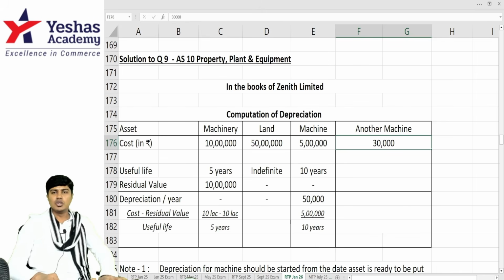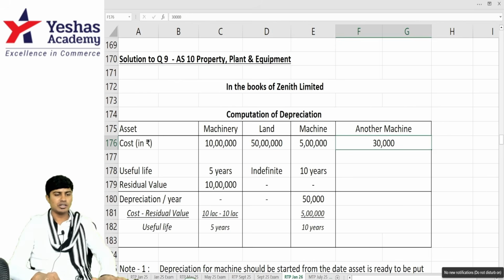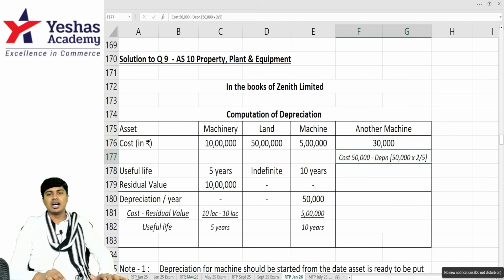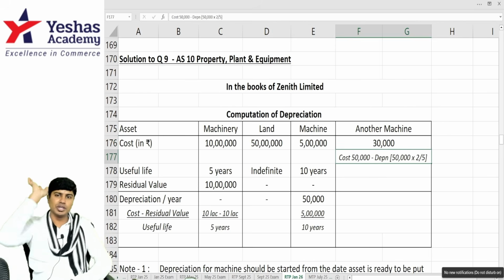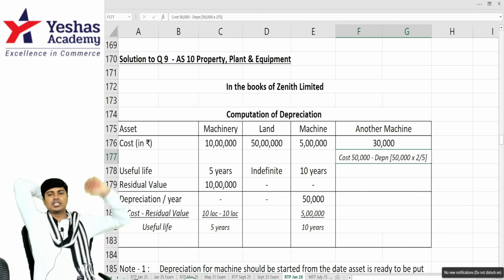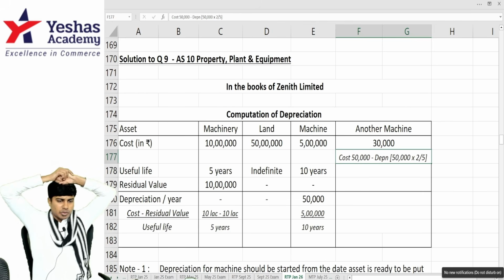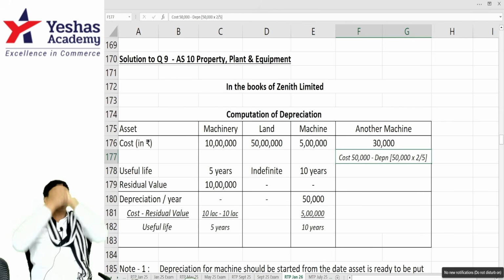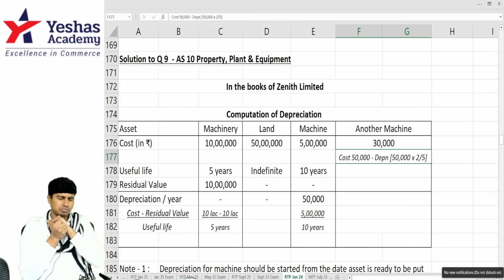Have a look. You bought the asset for 50,000. You have depreciated it over 5 years for 2 years. So depreciation is 50,000 minus 0, into 2, divided by 5, which is 20. From 50, if we deduct 20,000 depreciation, the asset is now held at a book value of 30.